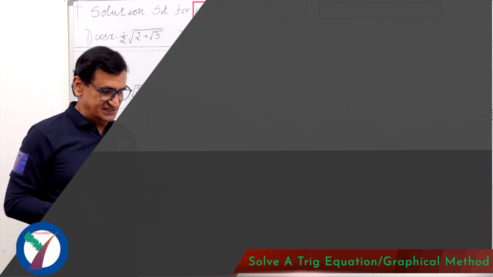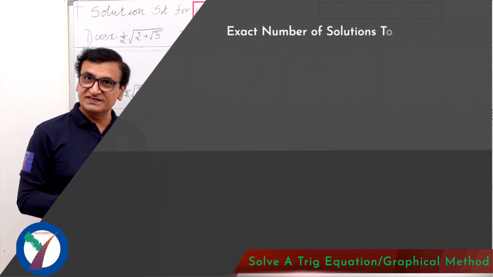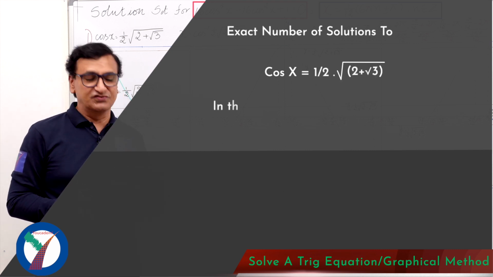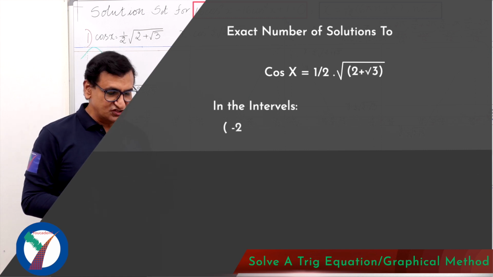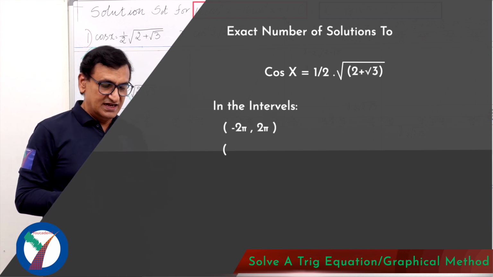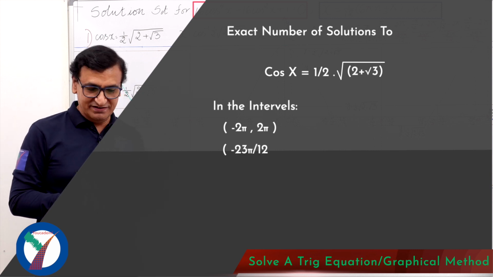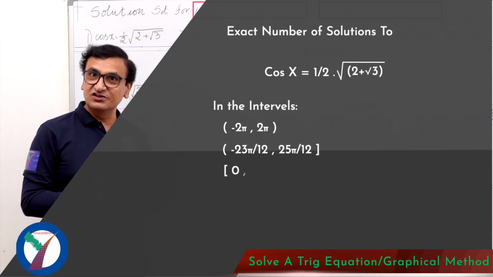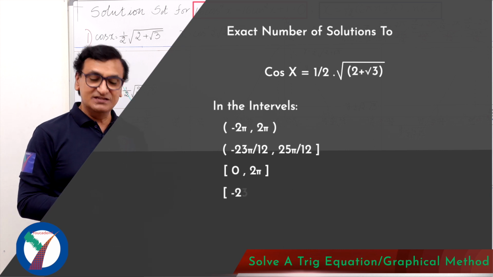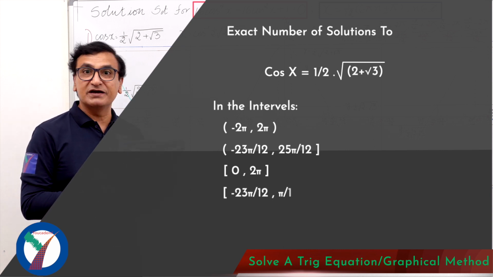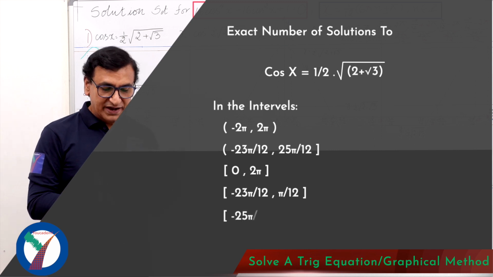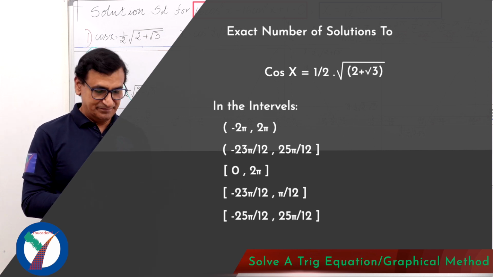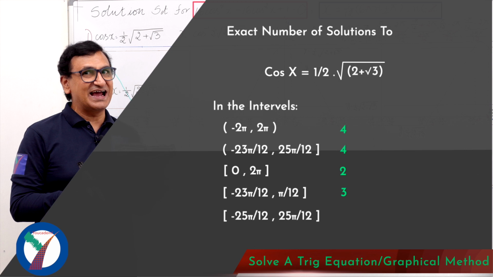Next, let's answer a few questions. Write the number of solutions to cos x equals 1/2 multiplied by square root of 2 plus square root of 3 in the following intervals. Open interval minus 2 pi to 2 pi. Left open minus 23 pi by 12 to right closed 25 pi by 12. Closed interval 0 and 2 pi. Closed interval minus 23 pi by 12 and pi by 12. Closed interval minus 25 pi by 12 and 25 pi by 12. The answers are 4, 4, 2, 3 and 6.